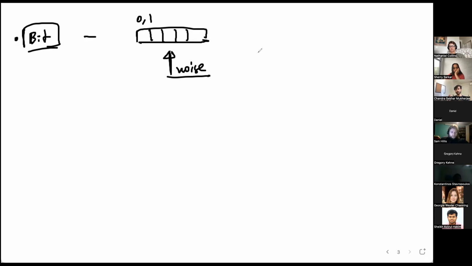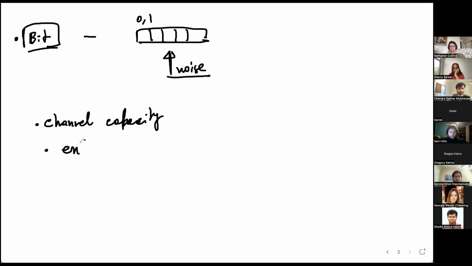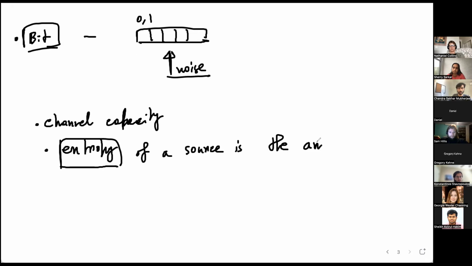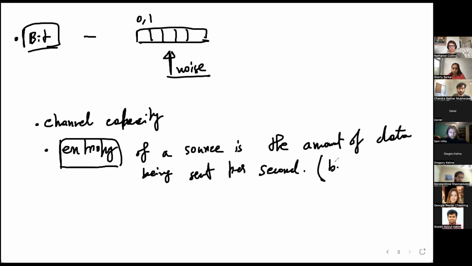And the second thing was that noise was not going to be worst case. Rather, he defined something called, and all these things I think I have even seen present in some school textbooks, for example, he defined something called the channel capacity. And he defined entropy. So I'll first just briefly describe what entropy is. So entropy of a source is the amount of data being sent per second, just that, nothing else. And you define it as some number of bits.